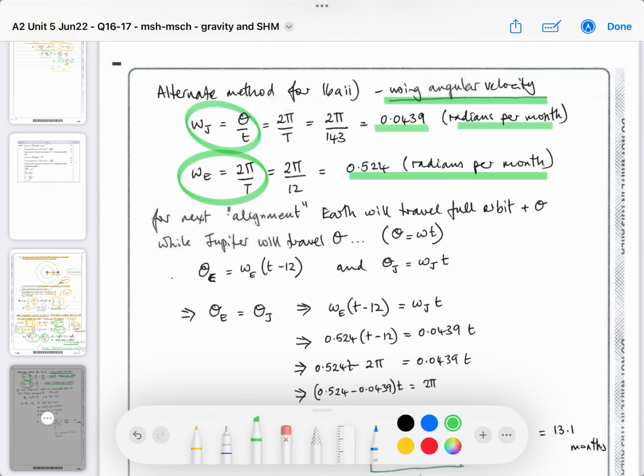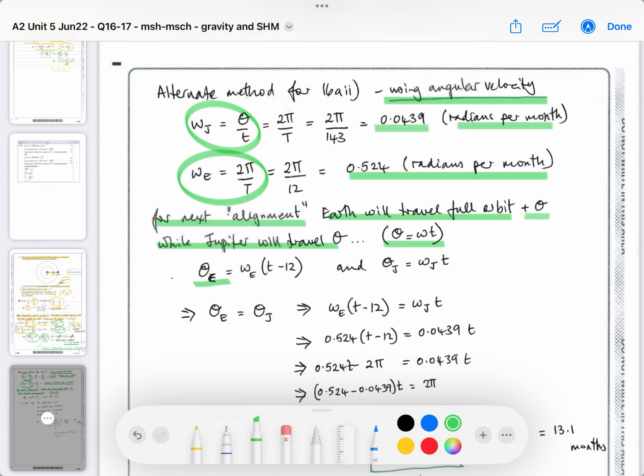And then she tried to use the 13 months. And I told her you can't use the 13 months. You've got to prove the 13 months. So for the next alignment, as we know, Earth will travel a full orbit plus the extra theta to catch up with Jupiter's theta, okay? So because theta equals omega t, angular velocity times time.